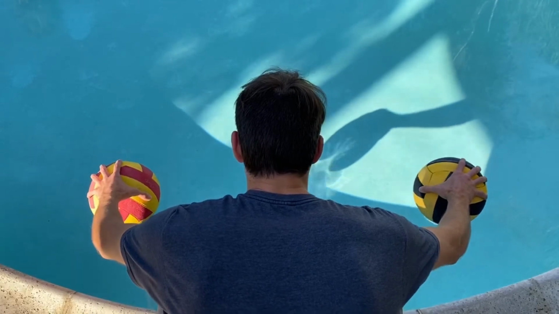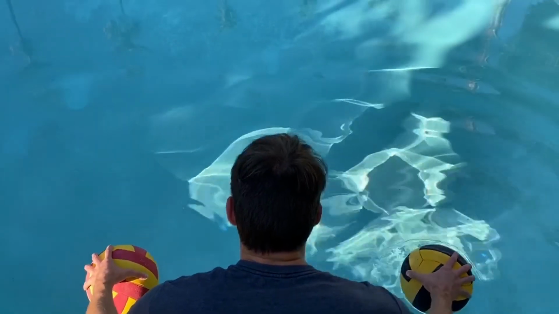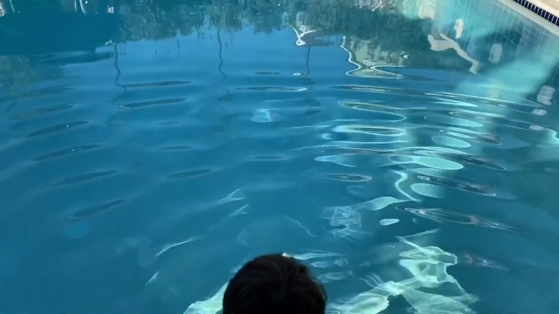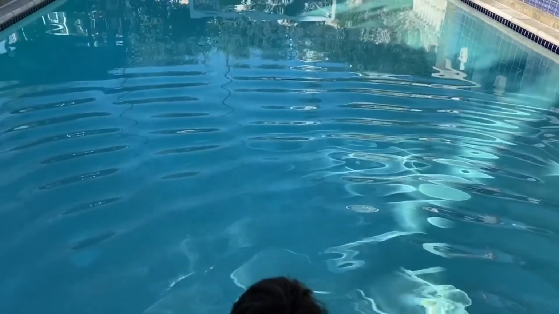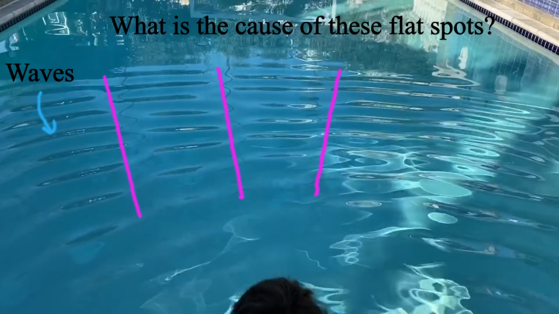We see here that we start sending out the waves from the balls, and as it starts going out, we kind of start seeing these lines of calm water form out. So you see these waves and these flat spots. So what's the cause of these flat spots? So let's try and understand what's going on in the pool.